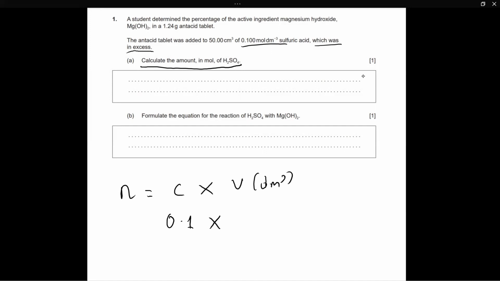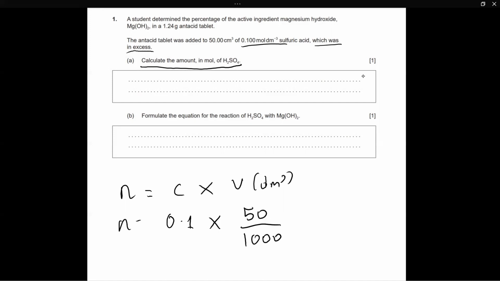Now, they've given us the volume in centimeters cubed. Be very careful of this. They've given it to you in centimeters cubed, but you can't use this. You have to first convert it to dm cubed. So how do you convert centimeters cubed to dm cubed? Well, you just divide centimeters cubed by 1,000. So we have 50 centimeters cubed. We divide this by 1,000 in order to get the answer in dm cubed.